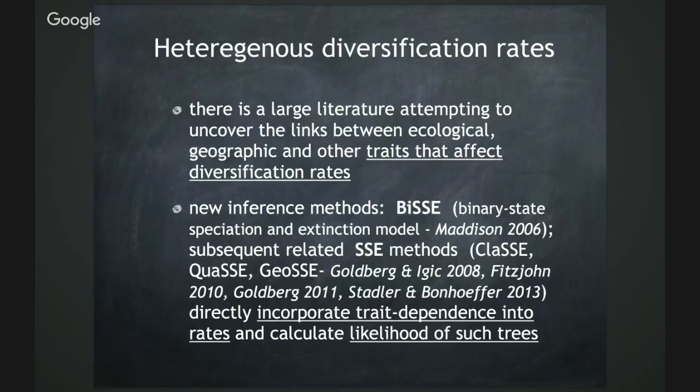And then later on, a number of other simulation methods based on whether it was a quantitative trait or geographic trait were developed. And all of them essentially directly incorporated trait dependence into the birth and death rates for their process of evolution in order to calculate the likelihood that this kind of process has given rise to the tree with the current traits in the extant species.